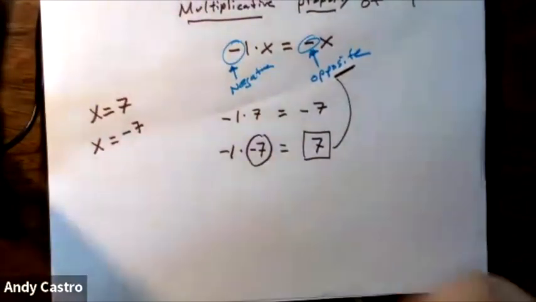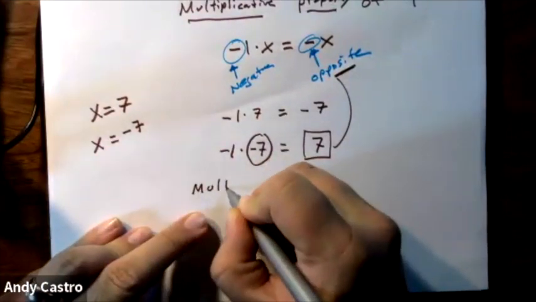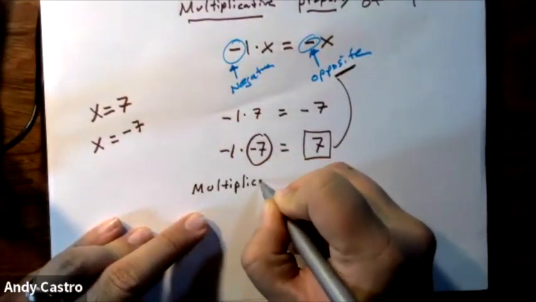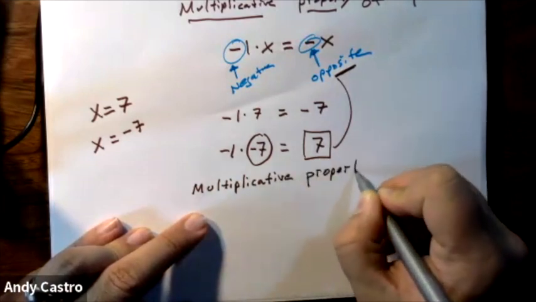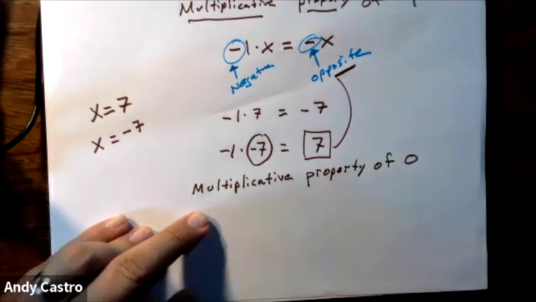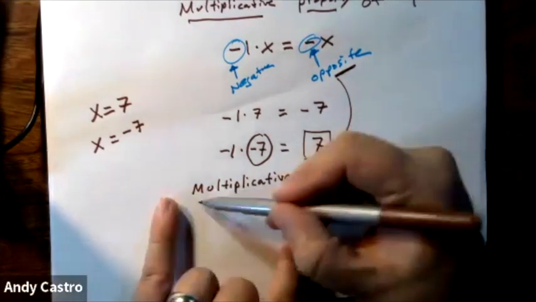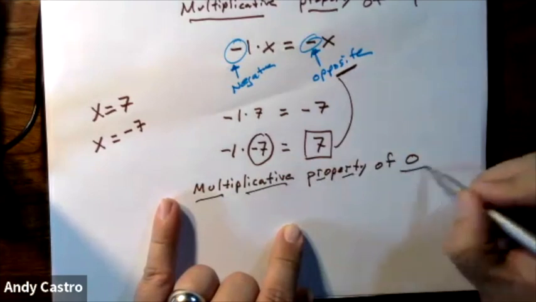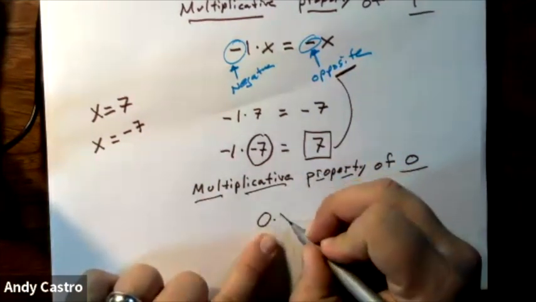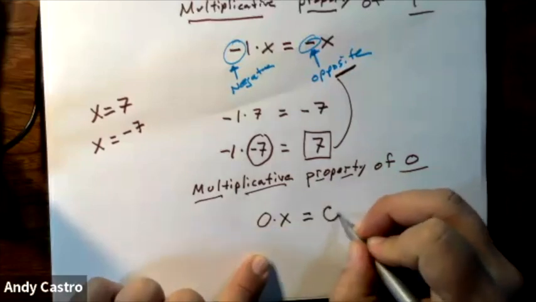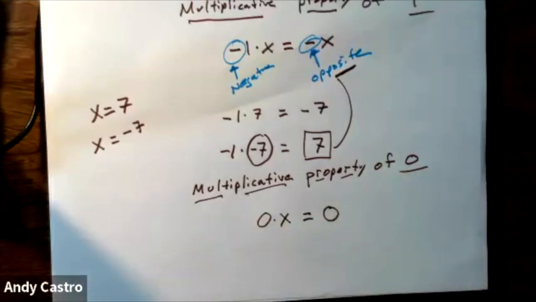All right. And right below that, we're going to discuss the multiplicative property of 0. The multiplicative property of 0. It states that 0 times any number will return 0. And that seems obvious. There'll be some situations that come in very handy as we move forward.